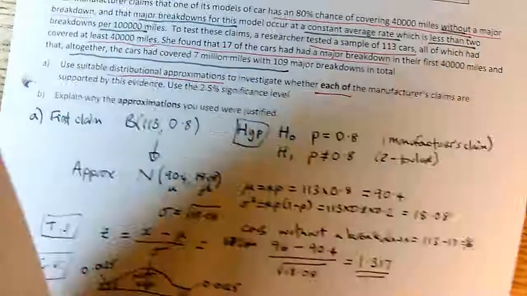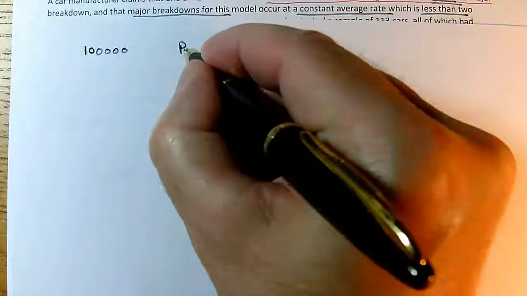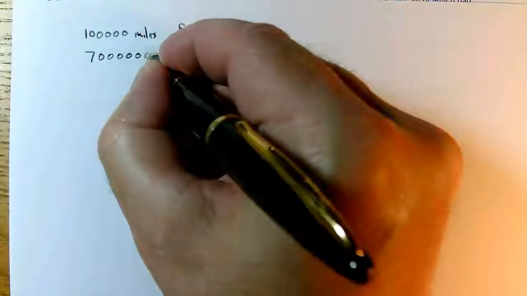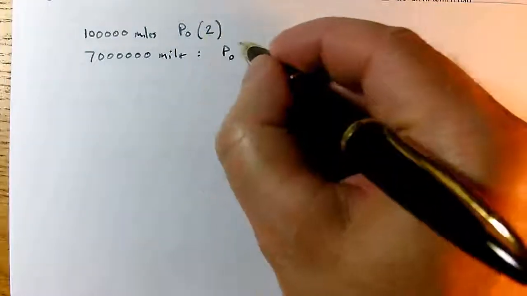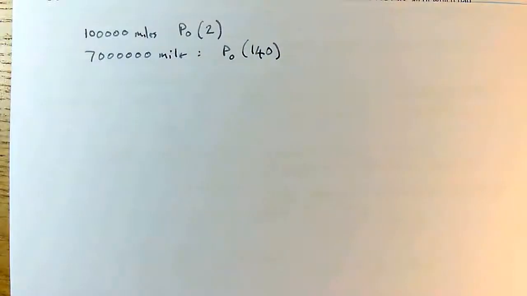So for the first Poisson distribution, when I'm talking about 100,000 miles, the claim is that I've got a Poisson distribution and there's an average of less than 2 breakdowns per that 100,000 miles. But we've got a situation with 7 million miles, which is 70 times as many. So for 7 million miles, I'd have to scale up the mean by 70 times, so 2 times 70 is 140. And the claim is that this mean actually shouldn't be 140, it should be less than 140. So we have a Poisson-based situation.